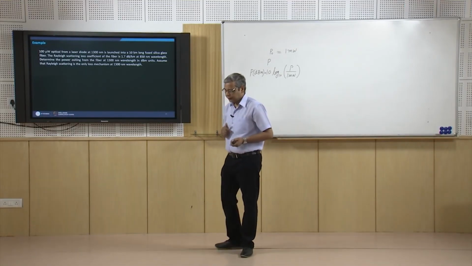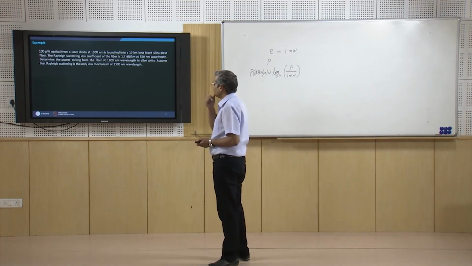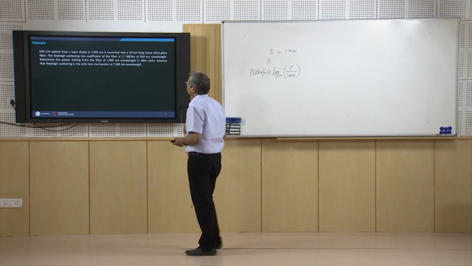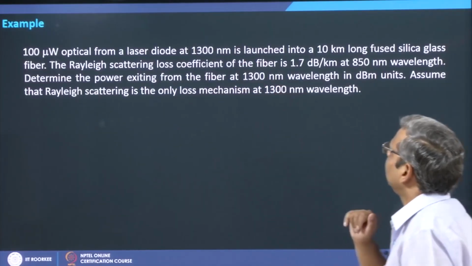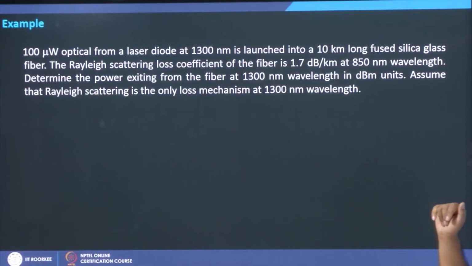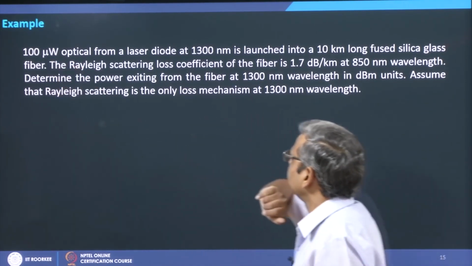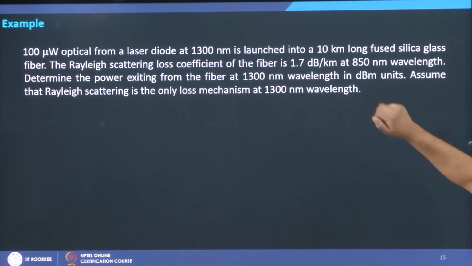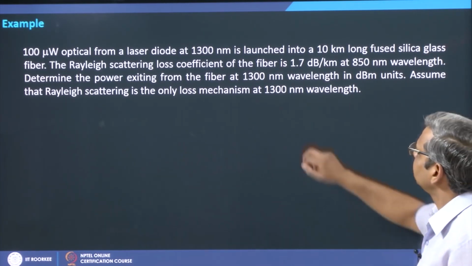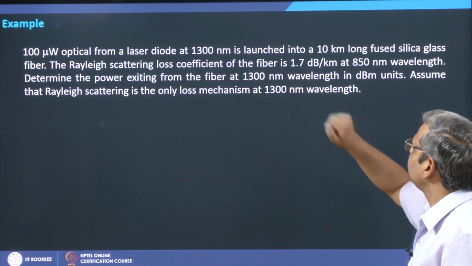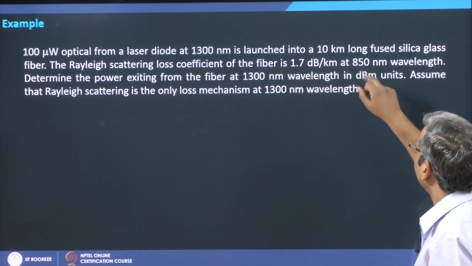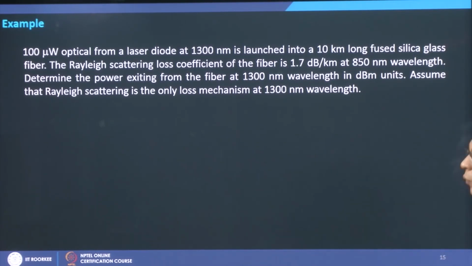Let us take one example. If I have a laser diode at 1300 nanometer wavelength and I launch about 100 microwatt of power from this laser diode into a 10 kilometer long fused silica glass fiber, and if I know that the Rayleigh scattering loss coefficient of the fiber is 1.7 dB per kilometer at 850 nanometer wavelength, then what would be the power exiting at the output end of the fiber?